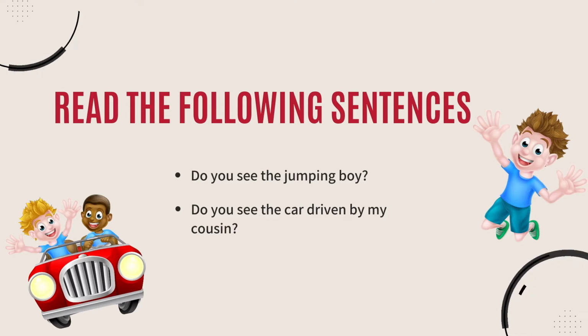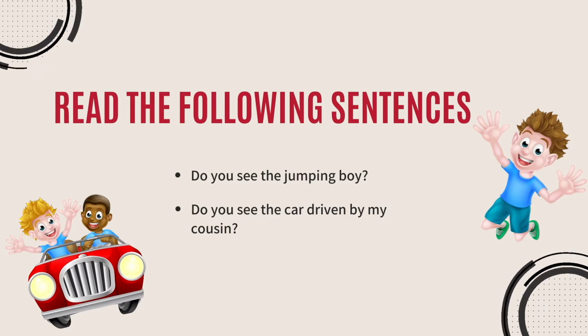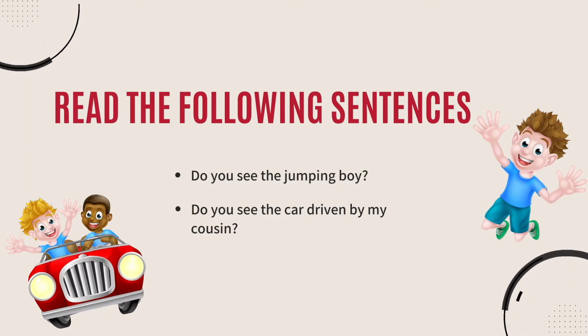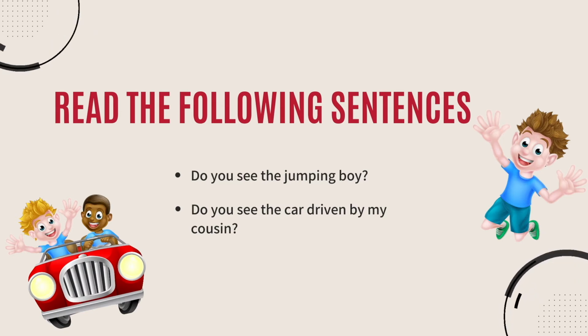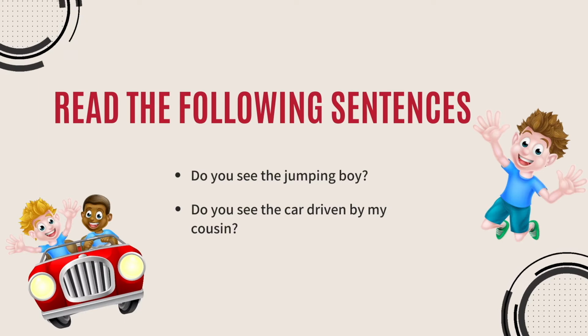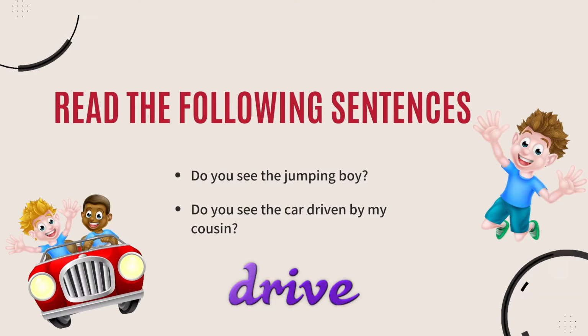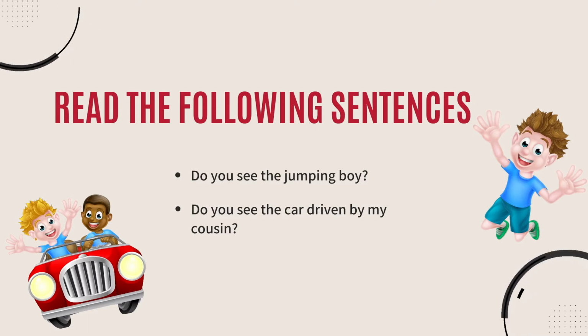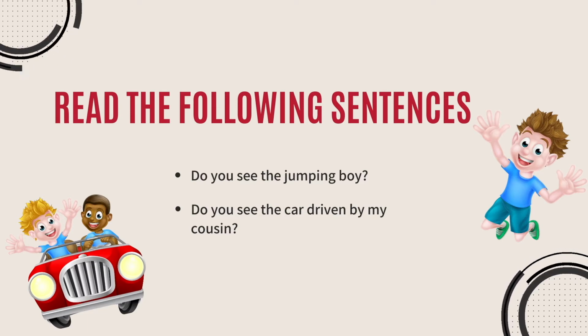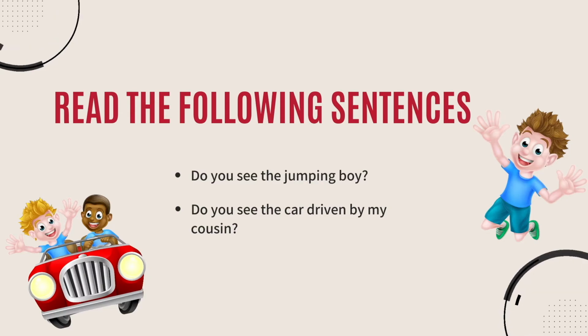And sentence number 2, do you see the car driven by my cousin? Which car? The car driven by my cousin. The word driven points out the car. It is therefore like an adjective. The word driven is formed from the verb drive by adding n. It is therefore like a verb. The word driven is both like a verb and an adjective. So it is called a past participle.